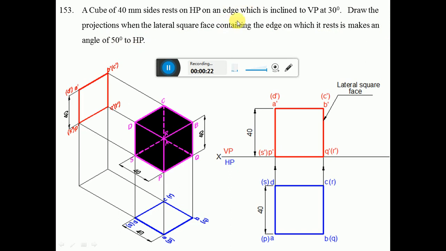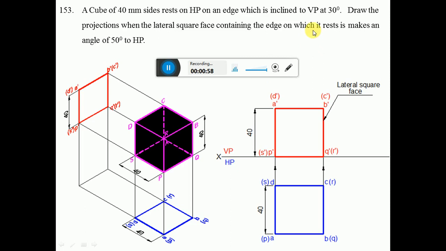Since it is resting on HP, obviously we have to start the problem from HP. Since it is a cube, all the sides are equal. That is, the base is a square of 40 mm, and the height is also 40 mm. Since it is resting on an edge, the edge which is resting on HP has to be perpendicular to VP. So PS and QR are the two edges which are perpendicular to VP.